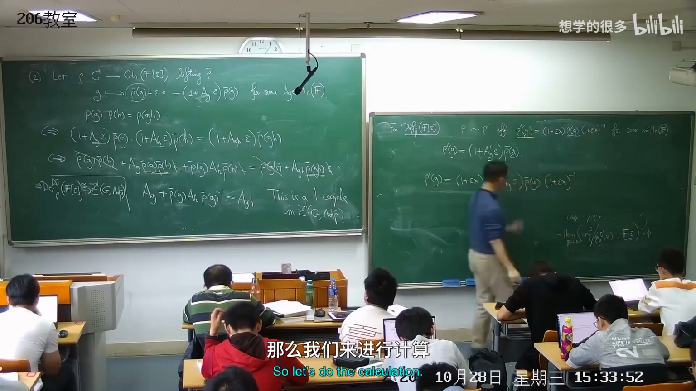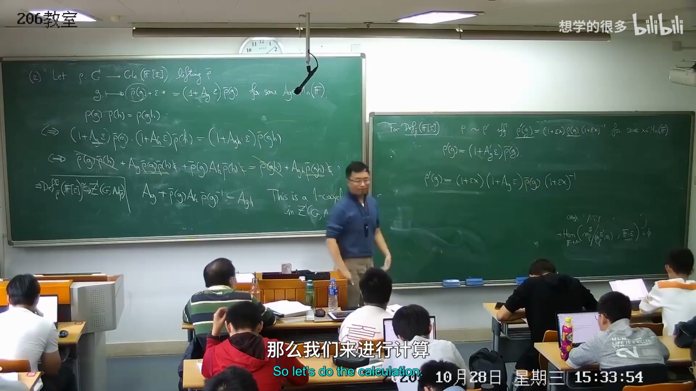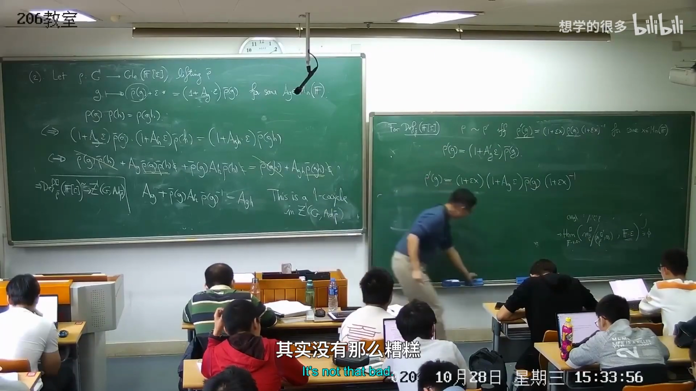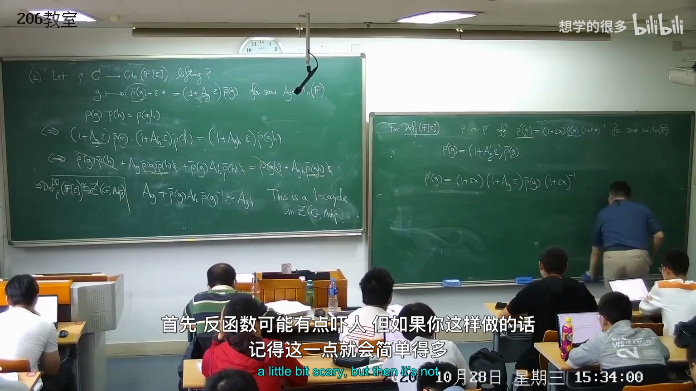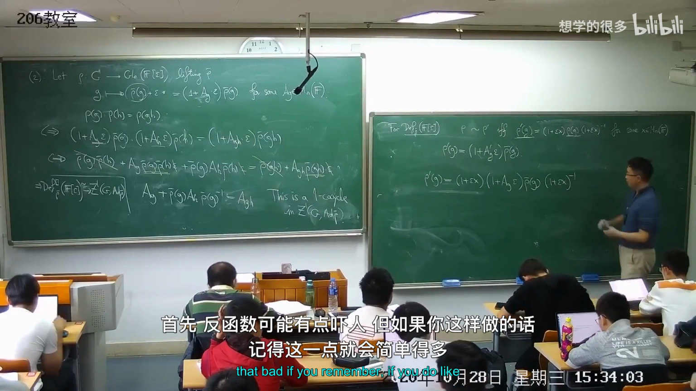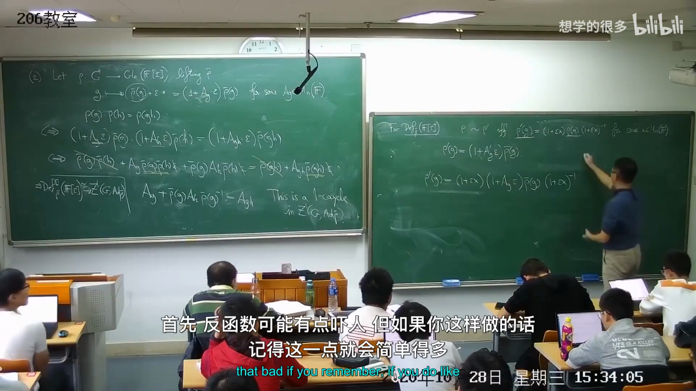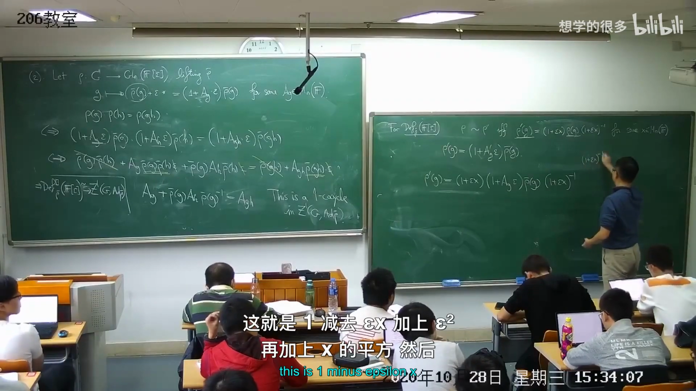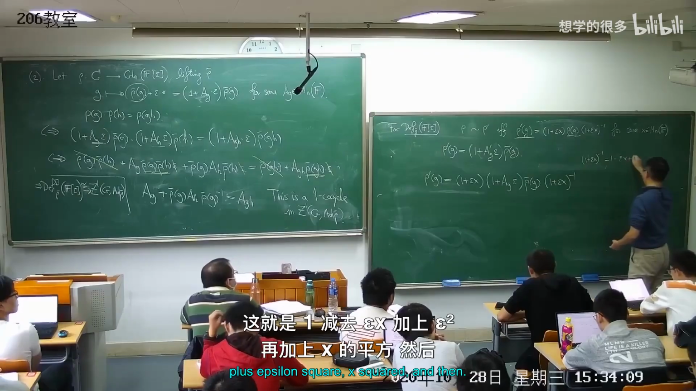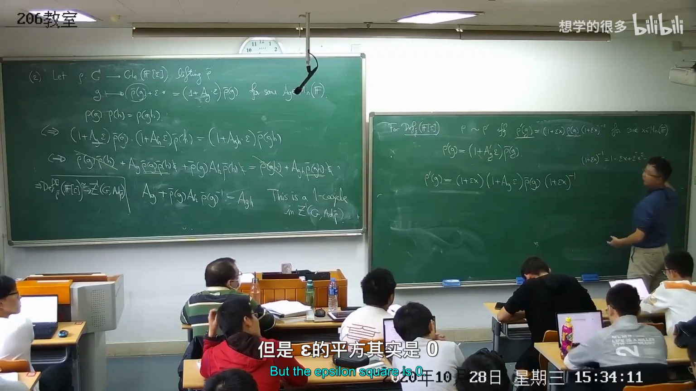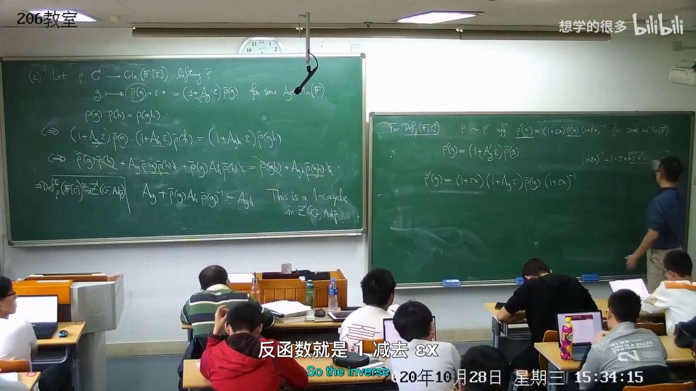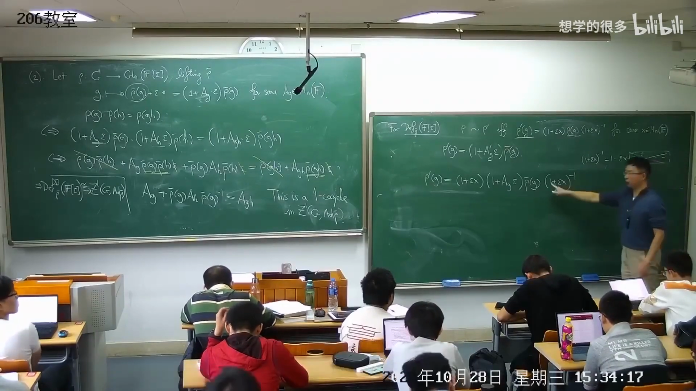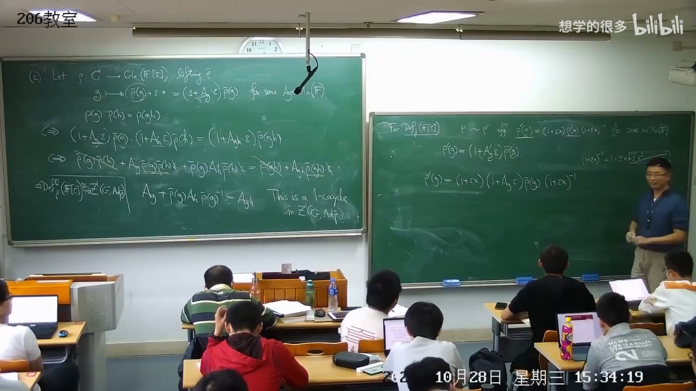Okay, so let's do the calculation. It's not that bad. First of all, maybe the inverse is a little bit scary, but it's not that bad if you remember: this is 1 minus epsilon x plus epsilon squared x squared, but epsilon squared is 0, right? So all of these just die. So the inverse is just really 1 minus epsilon x.